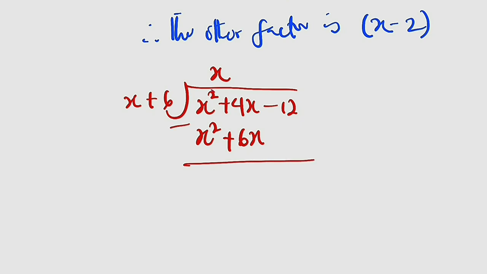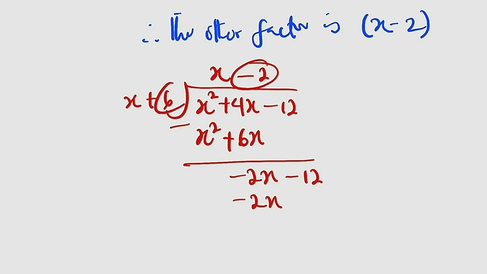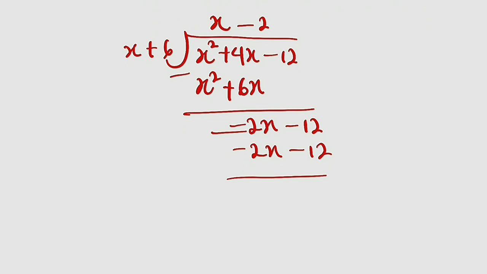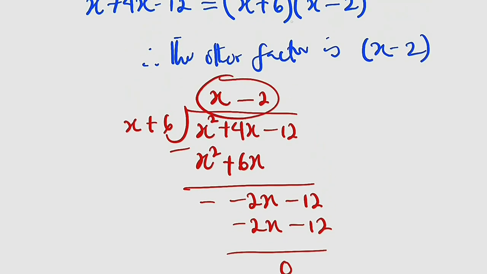Then you subtract. x squared minus x squared is 0. Then 4x minus 6x is negative 2x. Then you drop down negative 12. Then you repeat the same process. Take x and plug it into negative 2x, that will give you negative 2. Then negative 2 times x is negative 2x. Then negative 2 multiplied by 6 is negative 12. You subtract again, and once you subtract, you're going to get 0 exactly. So you can see the other factor here, x minus 2, which we obtained initially.